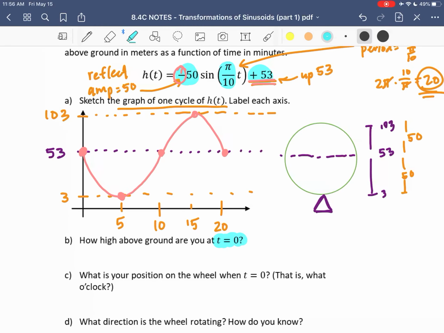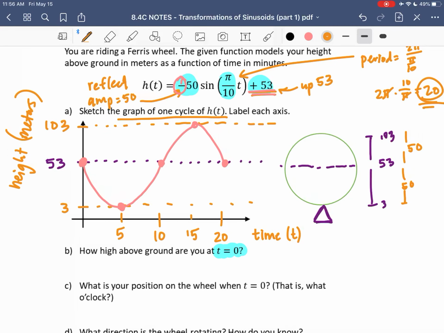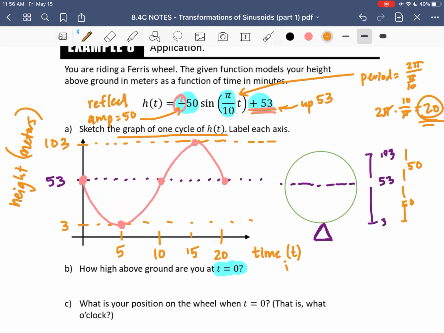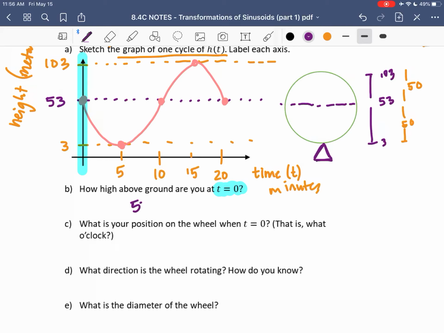Okay, how high above ground are you at t equals 0? So when you started measuring this, t equals 0. Oh, we forgot to label our axes. That's going to help us. This down here is time, t, and this is height. Height in meters. Time is in minutes, I'm sure. Yeah, time, t in minutes. Okay, so it wants to know, when you first started counting, how high are you? So at time t equals 0, well, you started right there at 53 meters above ground. So we were 53 meters.